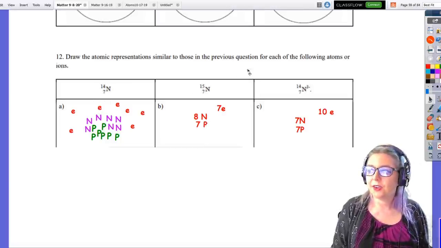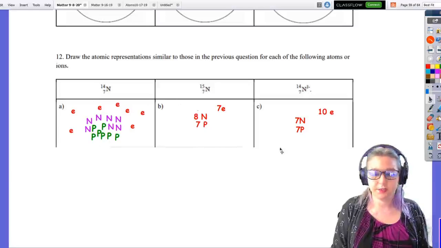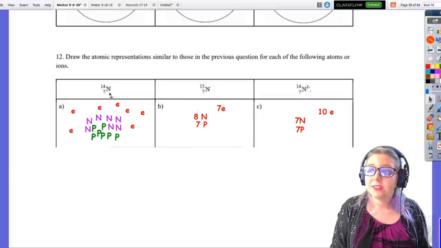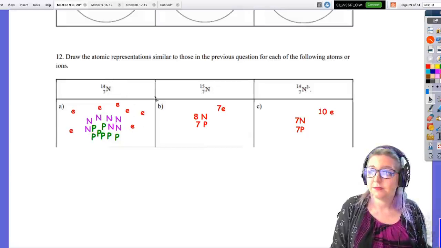Because all three, A, B, and C, are nitrogen, they all have 7 protons. This nitrogen is nitrogen-14, so my 7 protons plus my neutrons needs to equal 14. So I have 7 protons, 7 neutrons. Then there's no charge listed here, so I also have 7 electrons to equal my 7 protons.